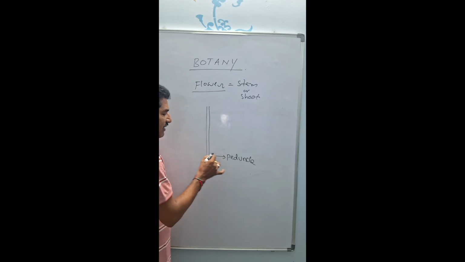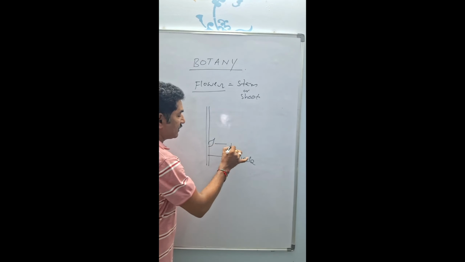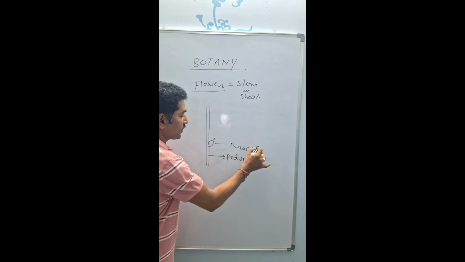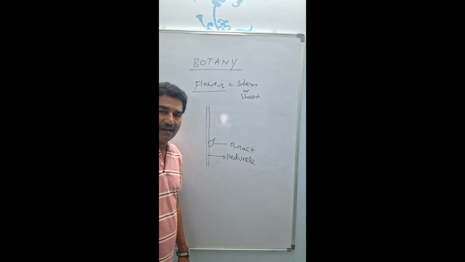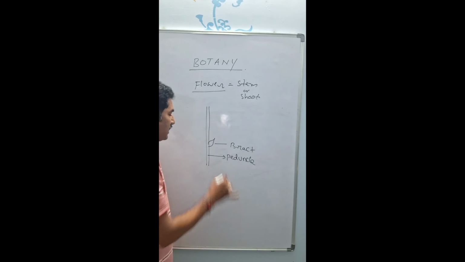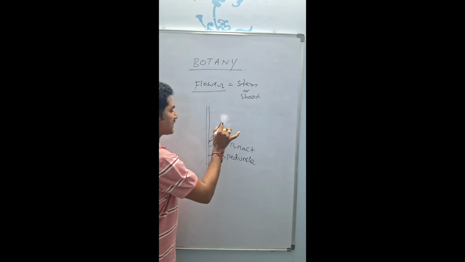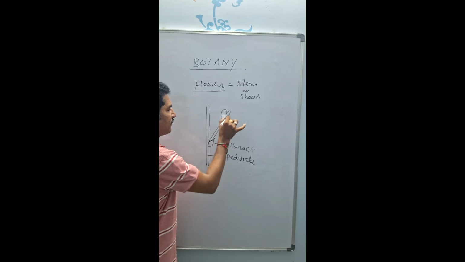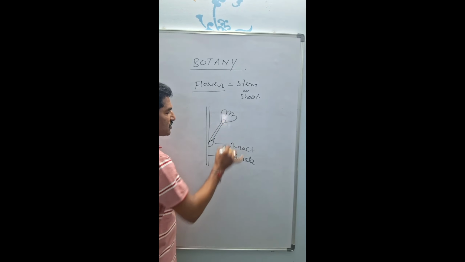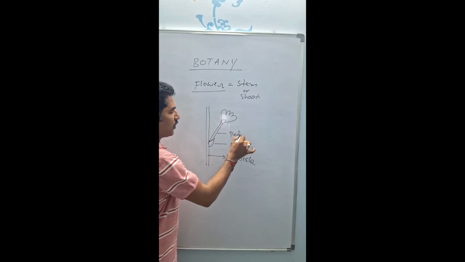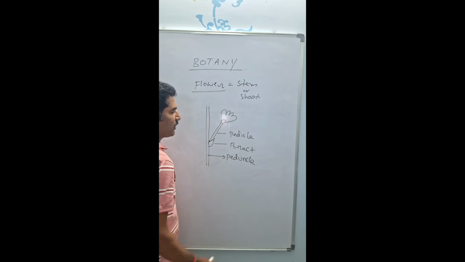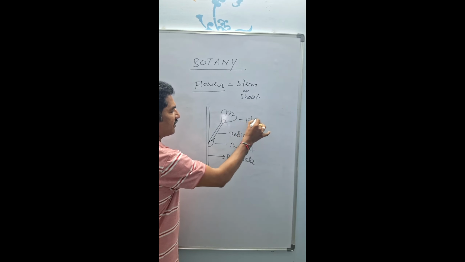The flower is developed on the peduncle. A small leaf-like structure is called the bract. In the bract axil, the flowers are developed. The long stalk-like part of the flower is called the pedicel. On the tip of the pedicel, the flower is present. So this stalk-like part of the flower is called the pedicel, and this is the flower.